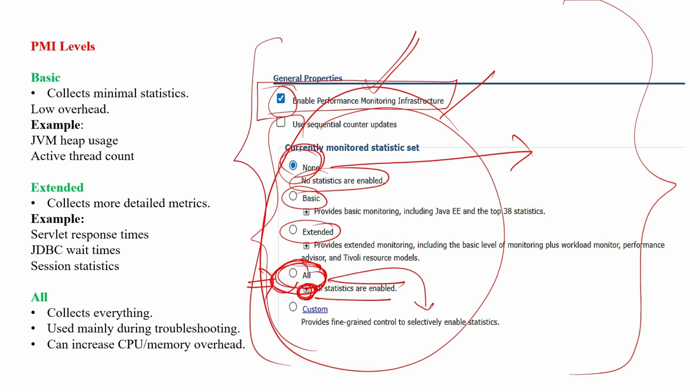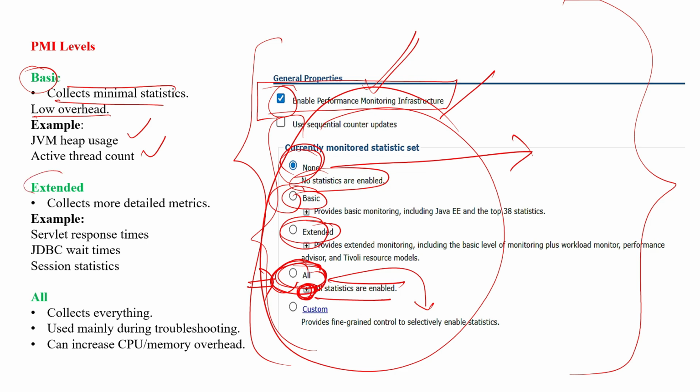Now apart from that, we have two more: basic and extended. Basic collects the very bare minimum statistics, which has a low overhead. Why is it a low overhead on your system? Because it tries to collect only basic information. For example, what is my heap utilization, what is my active thread count. These are the basic statistics that we can collect with the help of the basic level.